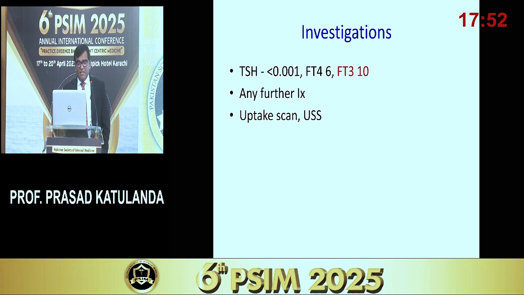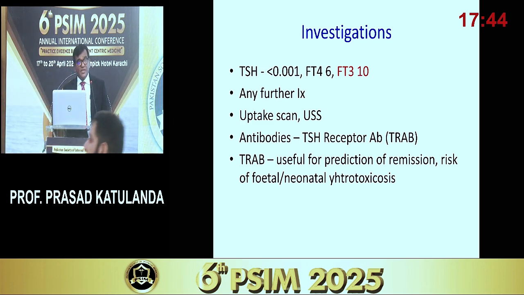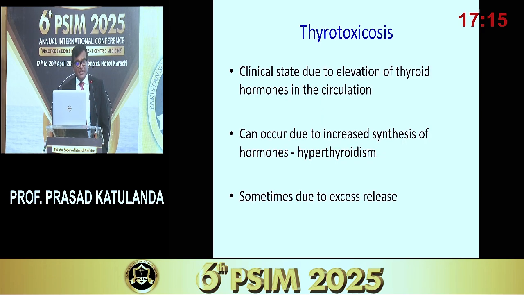Generally, as I said, we might not need many things because we know the diagnosis, but doing thyroid receptor antibodies is a useful test, because a high titer would predict whether the patient would go into spontaneous remission when you treat these patients, and also, particularly in a childbearing woman, whether if the woman gets pregnant, the neonate and the fetus would have thyrotoxicosis is also predicted by TRAB. So doing TRAB can be useful because of these reasons.